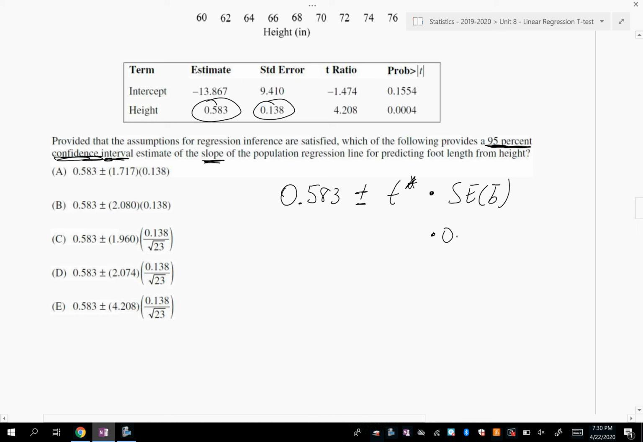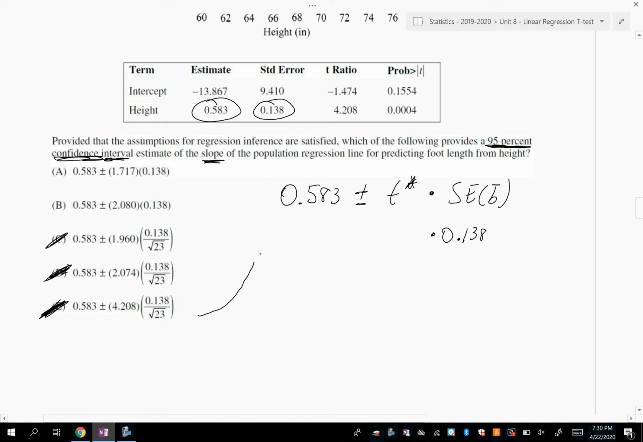So I know that's going to be 0.138. So I'm going to go ahead and cross out the ones that don't have times 0.138. So that's C, D, and E. Wow, look at that. I haven't done anything else besides write down what they've given me, and I've made it 50-50. So now I need two things to find T star.